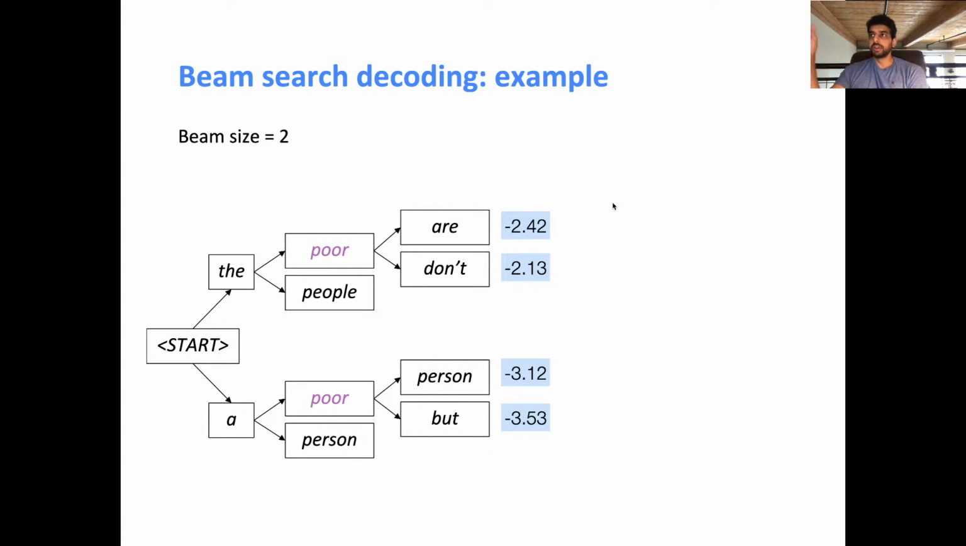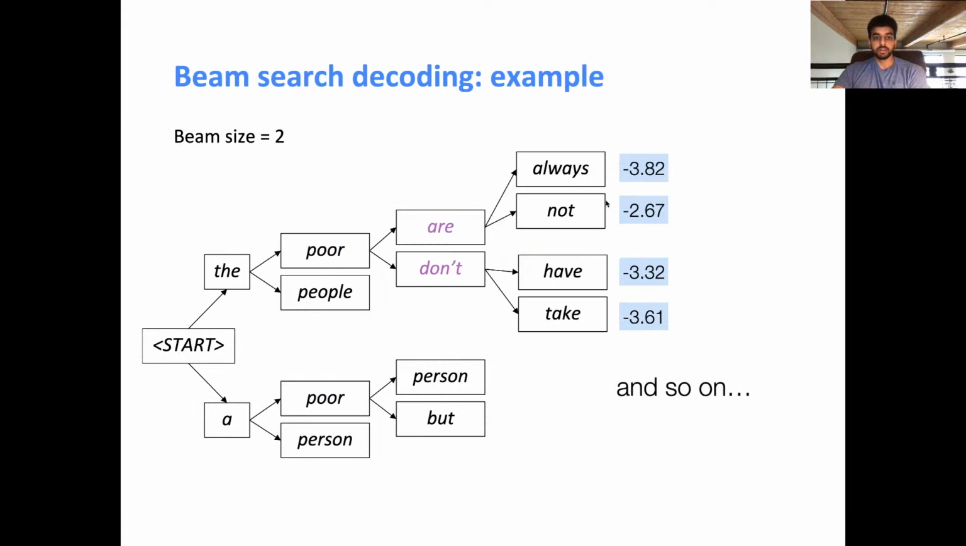And now I'm going to re-rank these based on their probability and take the 2 most probable ones. And so this time, they both come from this top branch, "the poor are" and "the poor don't". So we're no longer considering any path that comes from this lower branch. This has all been pruned out and it won't be explored further. So now the only sequences that we're exploring are "start the poor are" and "start the poor don't".